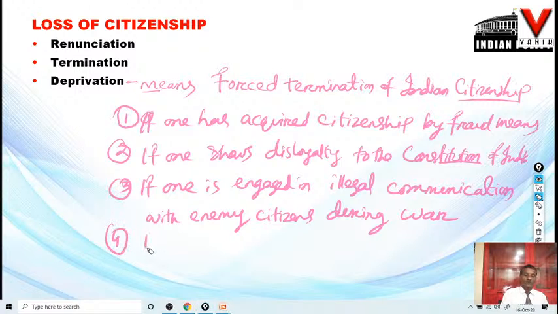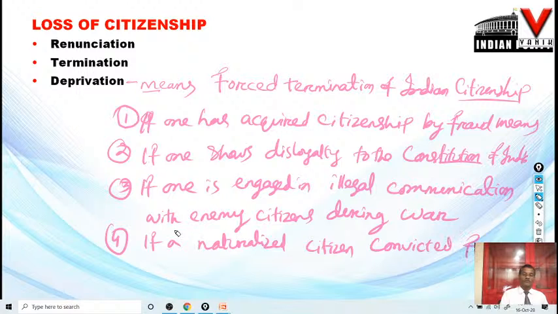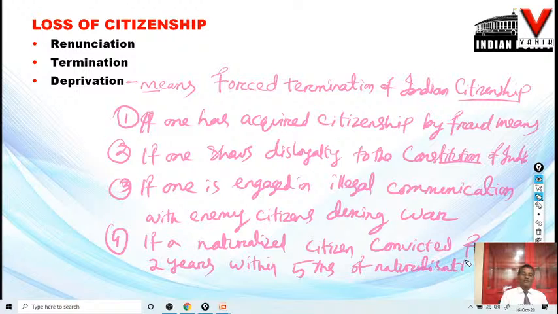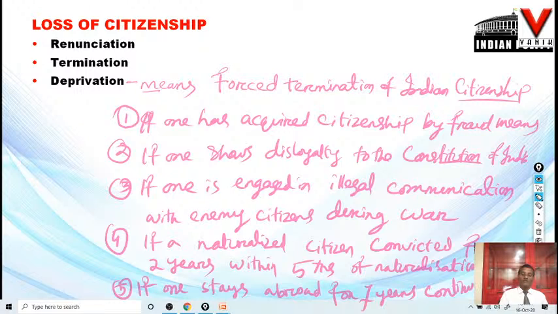Number four, if a naturalized citizen is convicted for 2 years within 5 years of naturalization. Number five, if one stays abroad for 7 years continuously without any information.